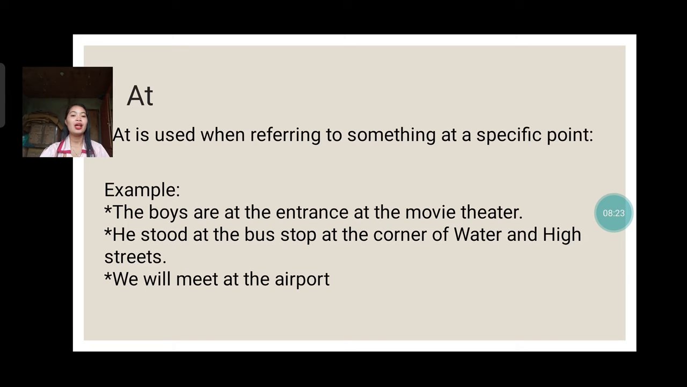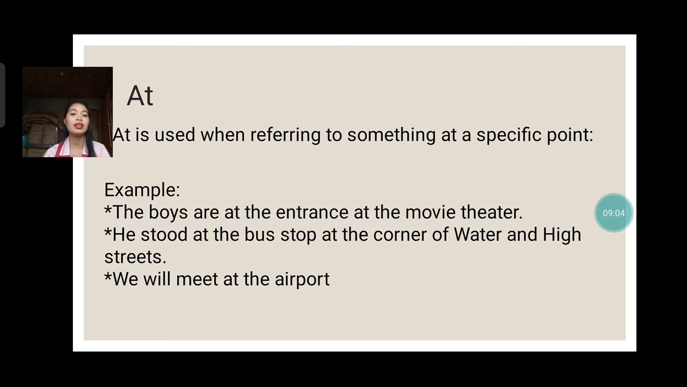Example: the boys are at the entrance of the movie theater. The preposition of place we can find there is at. Where are the boys? They are at the entrance. Now, what are they doing there at the entrance? Waiting for their turn to come in to watch a movie.